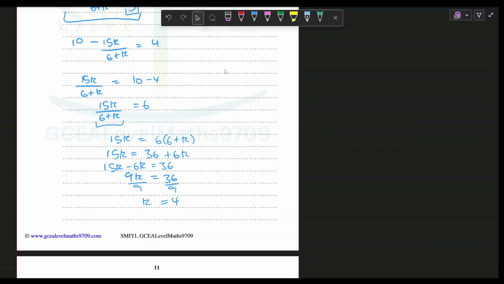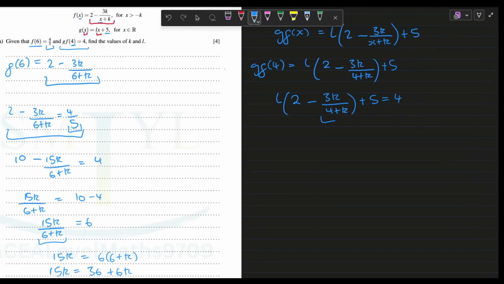So now that we know k is 4, we can replace our k here with 4 so that we can solve for L. So it becomes L times 2 minus 3 times 4 over 4 plus 4, and this is plus 5 equals 4. Then I'm just going to punch this expression into a calculator. 2 minus 3 times 4 divided by 4 plus 4 gives us 1 over 2. And then we've got plus 5 equals 4.